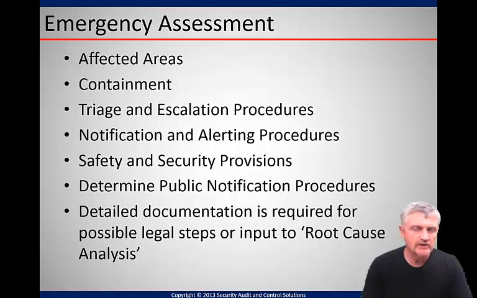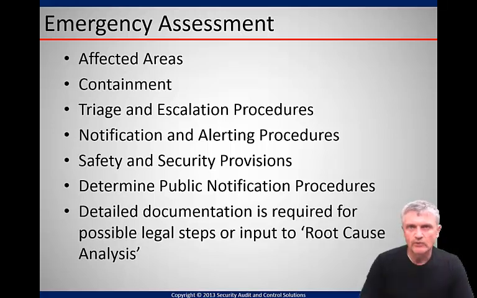Notification and alerting procedures, those are anything from other staff that have to come on site, to alerting procedures that the system is down and people have to do their backouts and their own backups, for example. Safety and security provisions. If it's a real disaster, it could affect human beings, human lives, so we need to consider that from an emergency point of view. And then public notification procedures. There should be one person or one body in the company that is responsible for the public relationship. Detailed documentation is required for possible legal steps and possibly input to root cause analysis as well. You need to protect yourself, so anything has to be documented, people on site, who's doing what. So this is really a requirement.